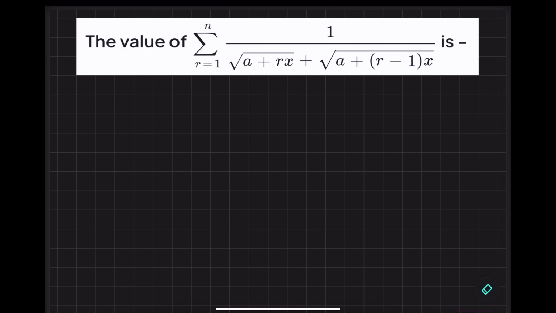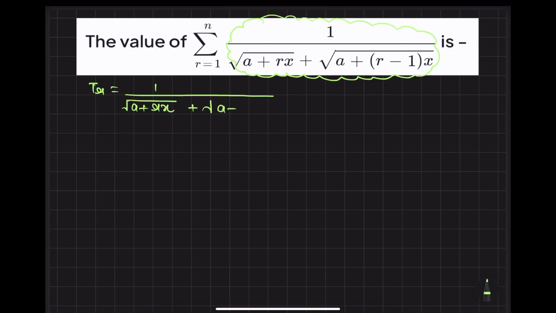So, my idea is, suppose that we have Tr, and I'm talking about the entity which is written inside. Okay, I want to split this thing into two components so that we can initiate the chain reaction. So it is 1 by root over a plus rx plus root over a plus r minus 1 x.